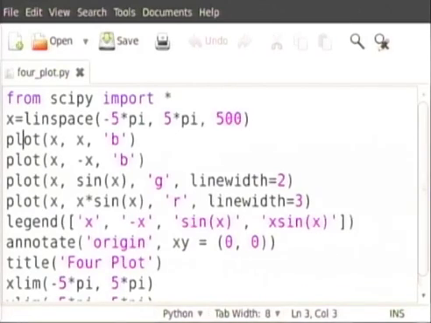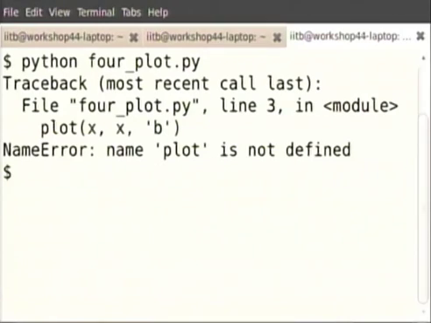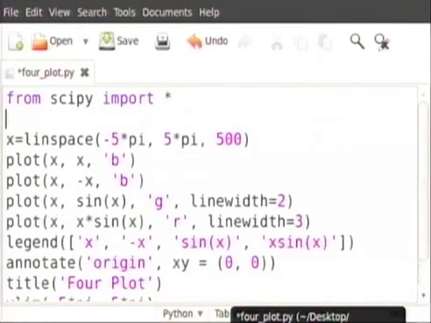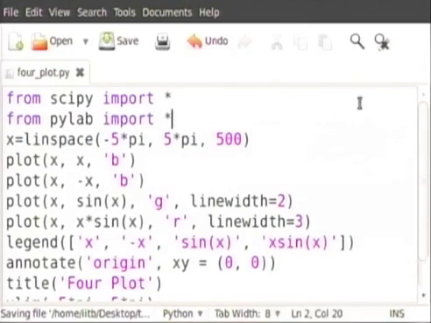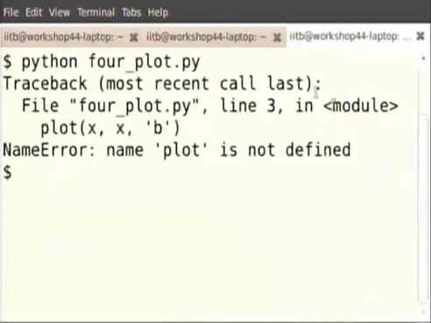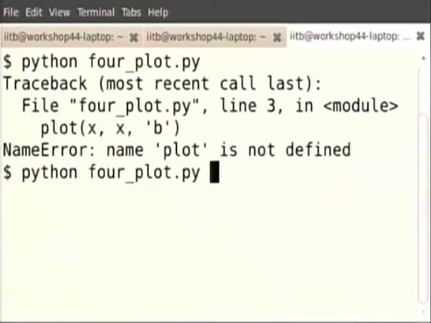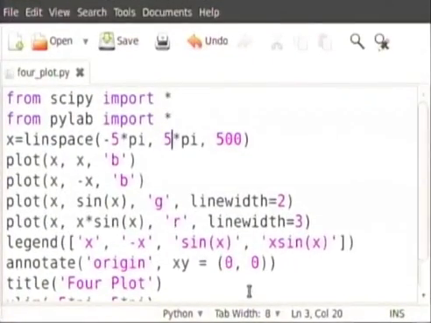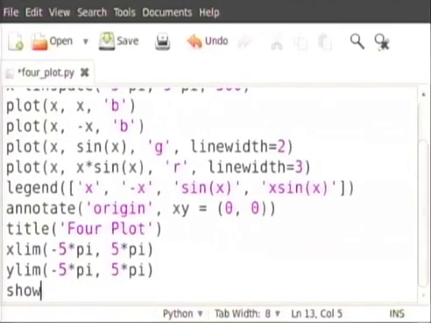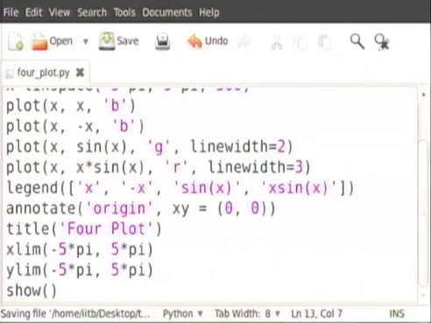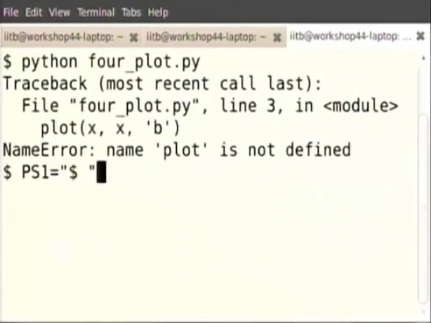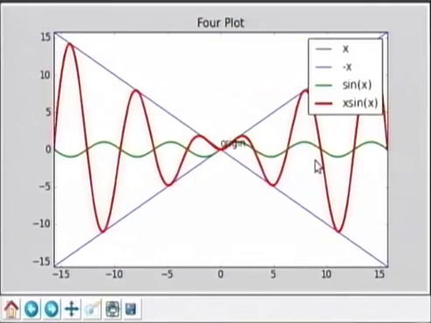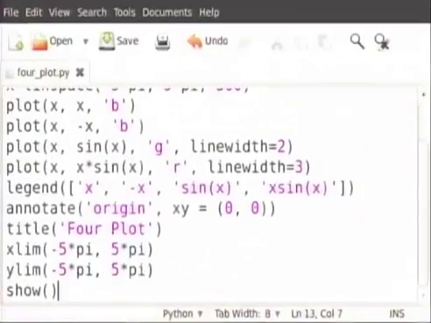So, where is plot defined? We make an inspired guess that it is defined in Pylab, and then we run it again. Oh, but we also want to see the output. So, we will do a show at the very end, and let us see. It runs and it produces the picture which we always expected, but what exactly happened?